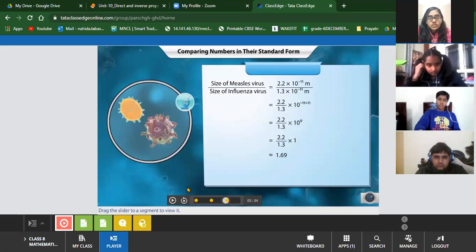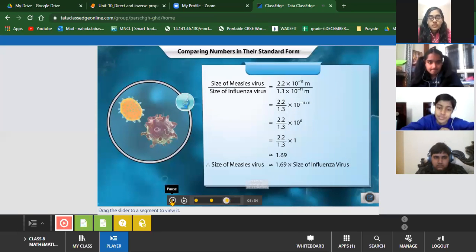So here they have applied the laws of exponents, where for the same base under division, the powers get subtracted. So ultimately you will reach the level where you can compare the size of the measles virus. Therefore, the size of the measles virus is almost 1.69 times the size of the influenza virus.